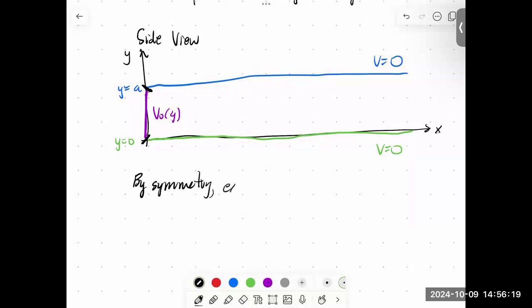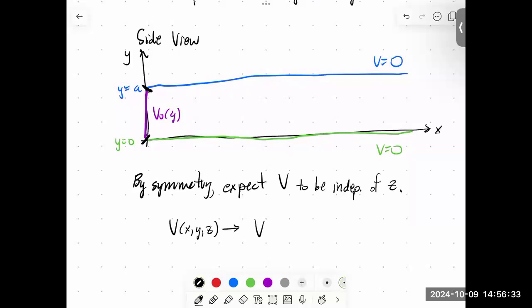we expect v to be independent of z. And so that means our general three-dimensional potential we could express as a 2D potential. And if we're going to use separation of variables, we would just write it in this way.